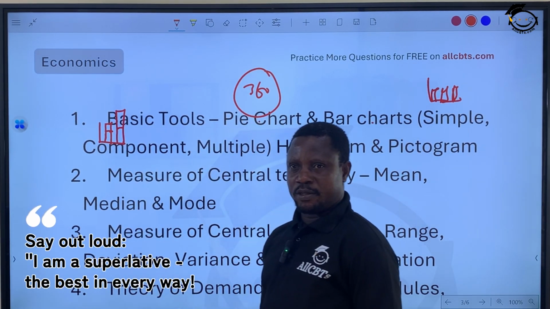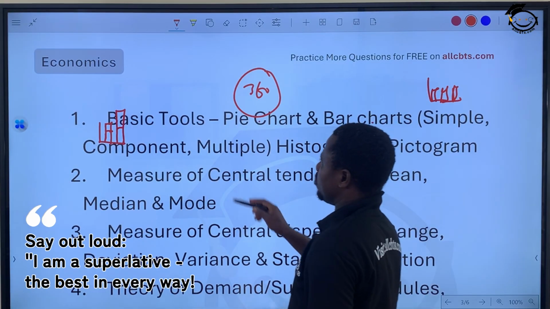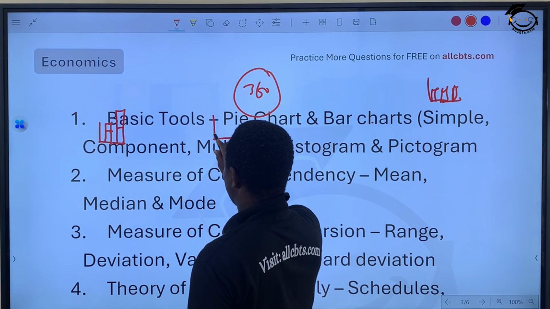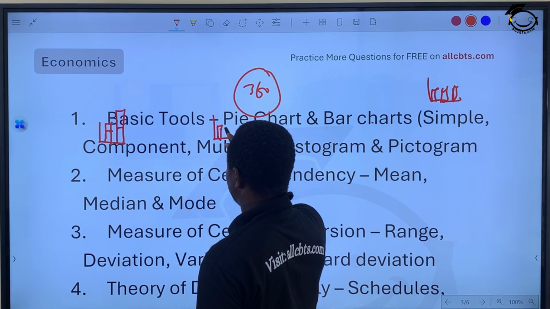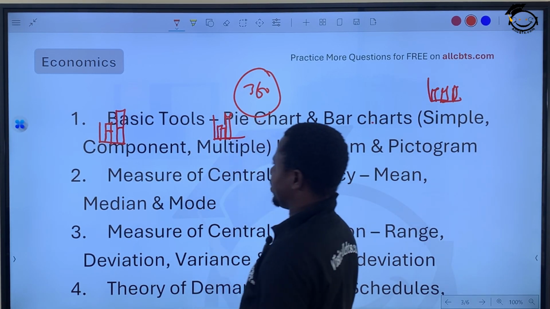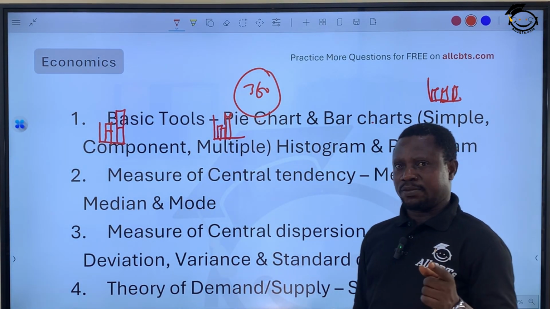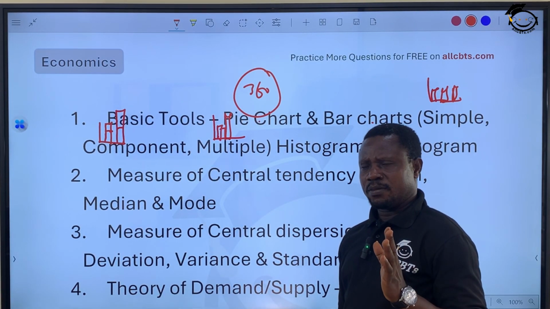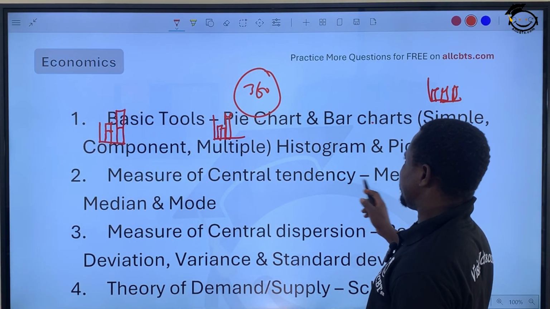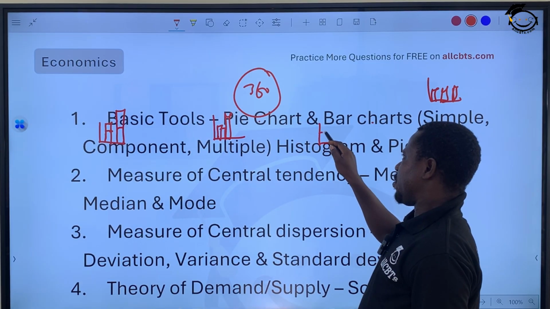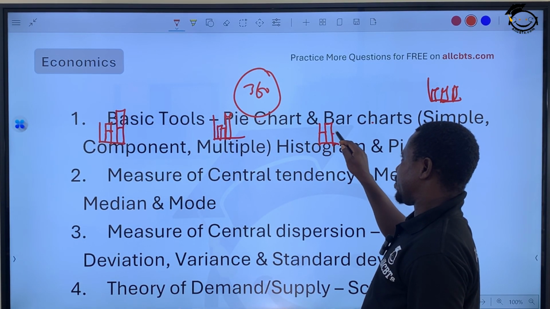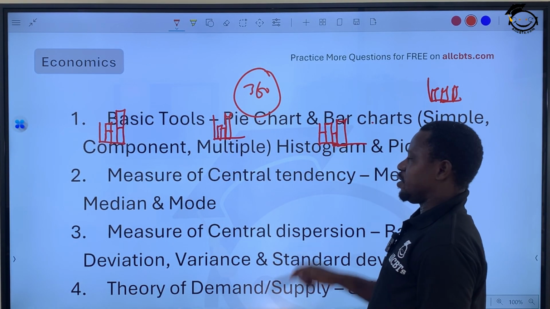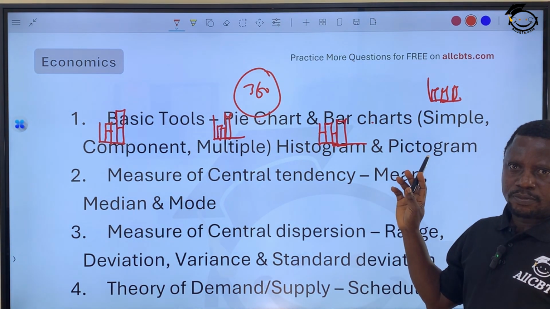I hope you are with me. Then you can also have a multiple bar chart where each bar represents one information, but they are joined together to make a complete information. Am I communicating very well? You can also have a histogram, where all the bars are joined together to interpret the data, and a pictogram also.